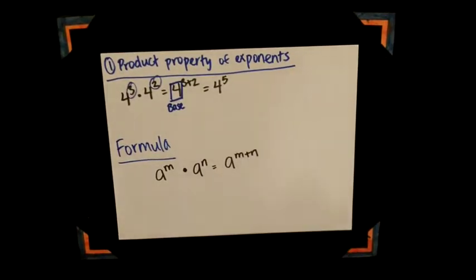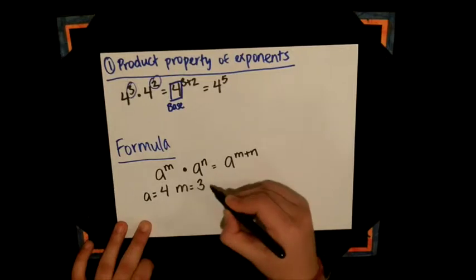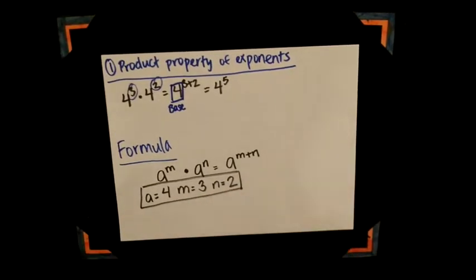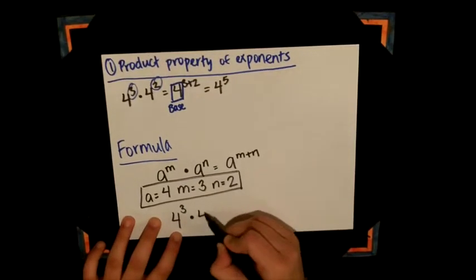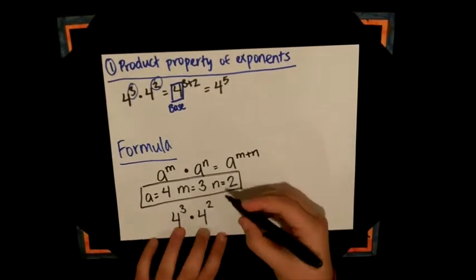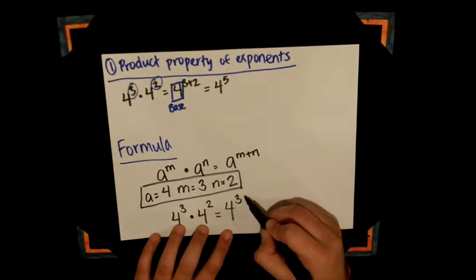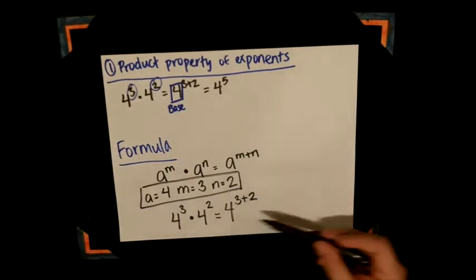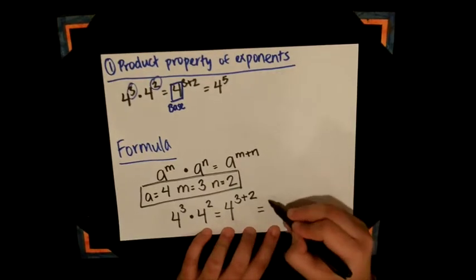Now, let me show you using the example. A equals 4, M equals 3, N equals 2. 4 as A to the 3 as M, times 4 as A to the 2 as N, equals 4 as A to the 3 as M plus 2 as N, which equals 4 to the fifth.